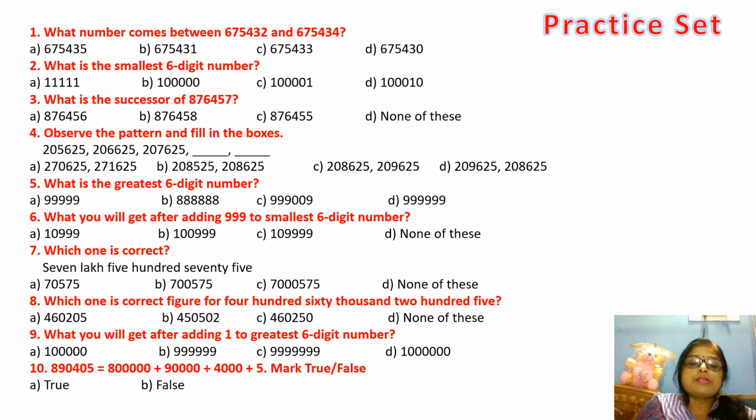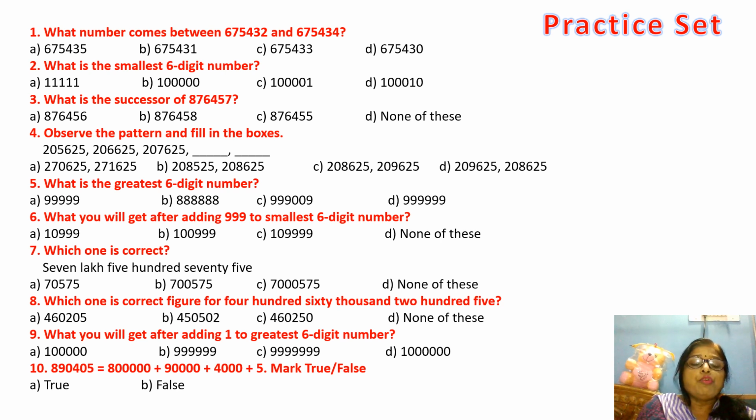Fill in the boxes. What is the greatest 6-digit number? I have just explained the greatest 6-digit number to you. What will you get after adding 999 to the smallest 6-digit number? First, write down the smallest 6-digit number, then add 999 to it, then you will get the answer.